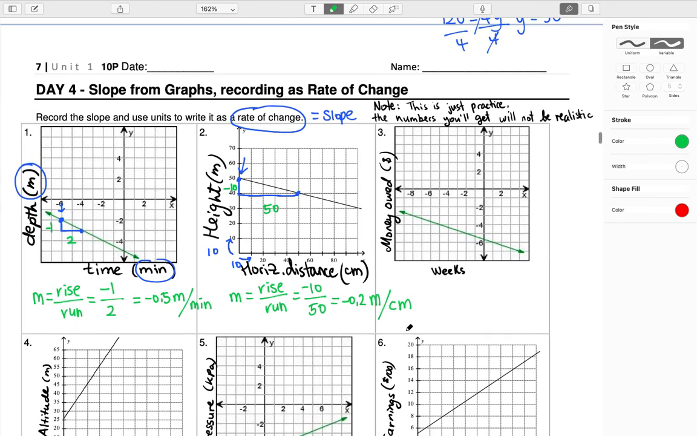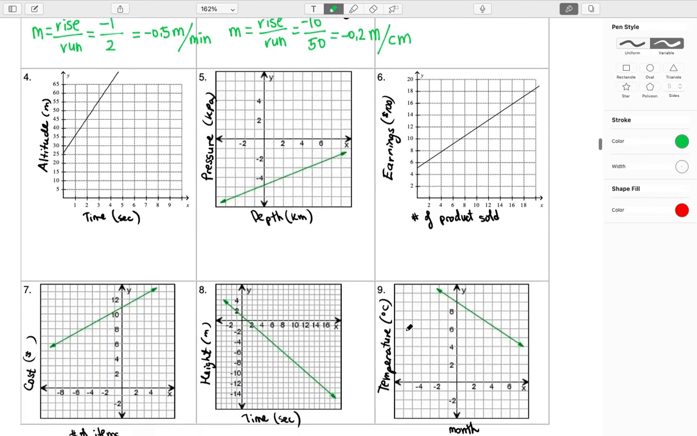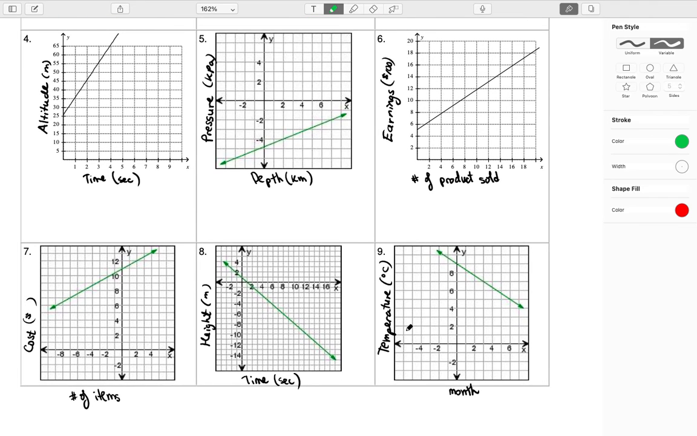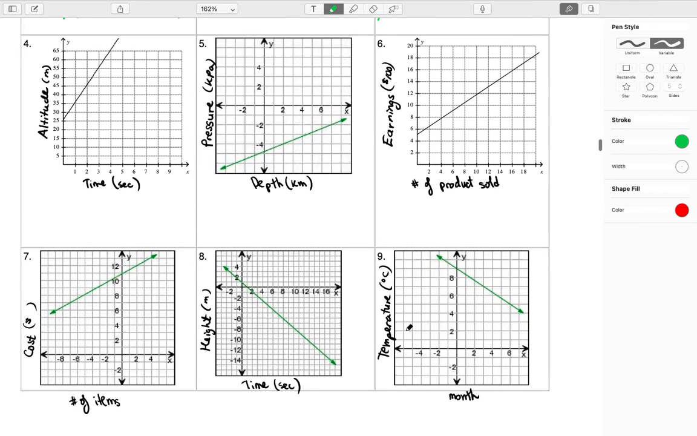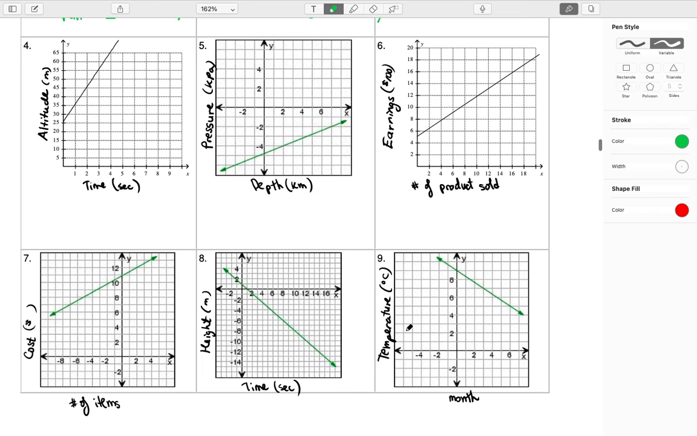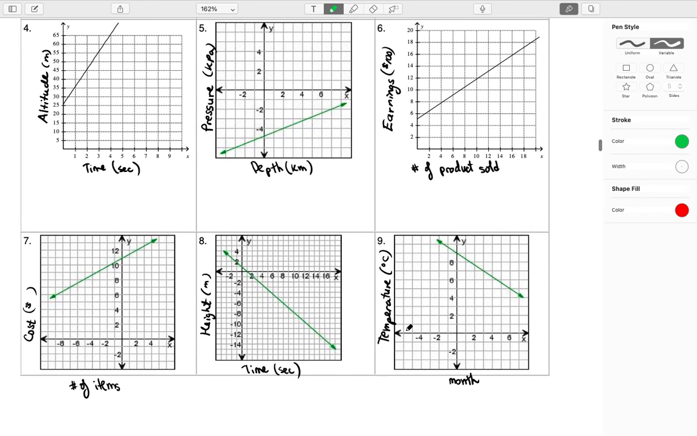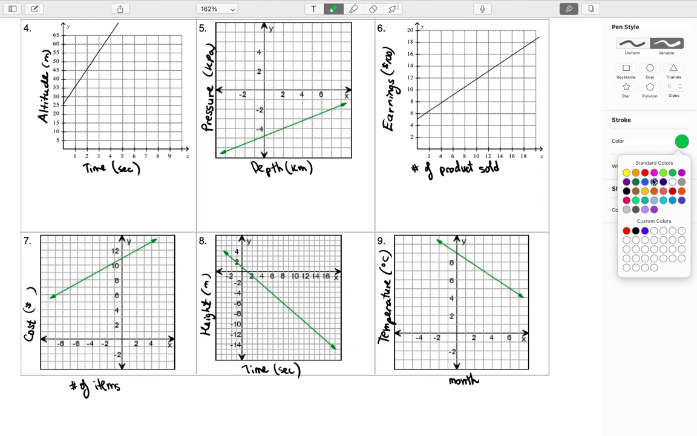Okay. So you will do the same thing. So let's try something else. Let's try number 7. So number 7, it looks like it's cost, dollar per number of items. So I'm going to pick 2 points on the graph that are very clear.